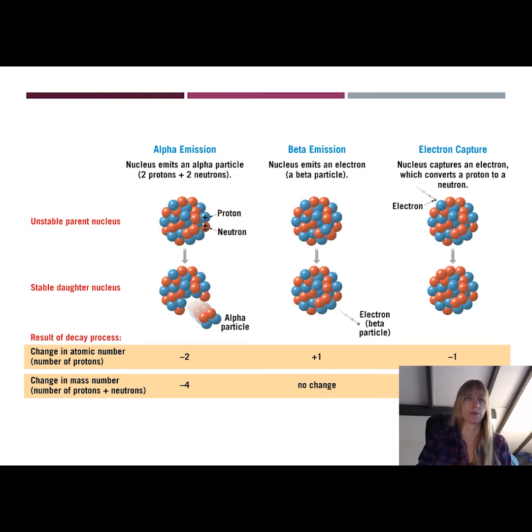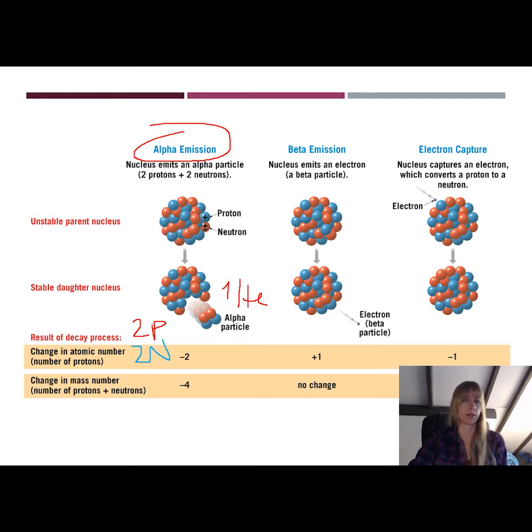All right, so we're going to go over this again. Alpha particle decay, also known as alpha emission. You are going to lose 1 helium atom from your nucleus, which is 2 protons and 2 neutrons, right? This will reduce the atomic number by 2 because you've lost 2 protons, and it will reduce the mass by 4 because you've lost 4 parts of your nucleus.